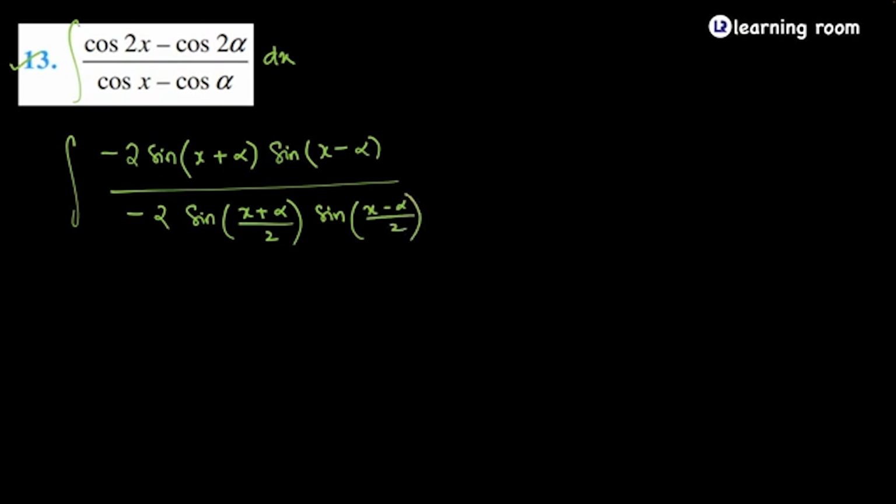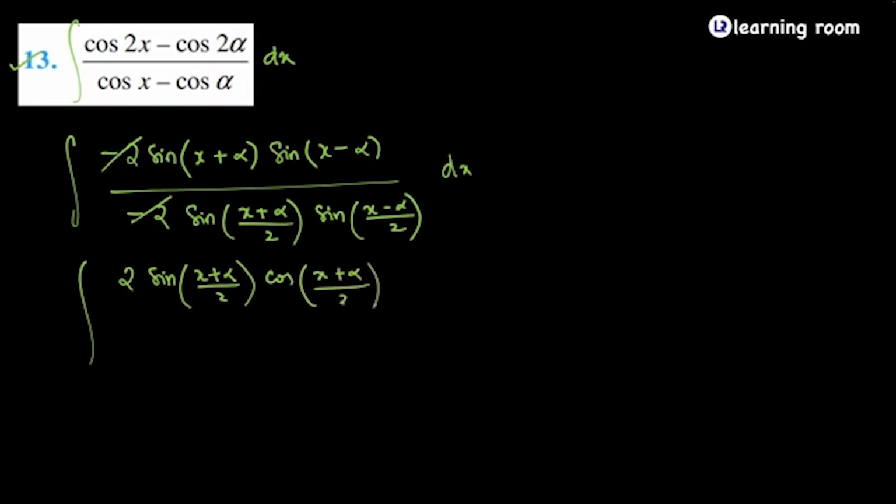Make sense? So minus 2 are gone. So what is it that you are left with? Sine of (x plus alpha) into sine of (x minus alpha) by sine (x plus alpha) by 2 sine (x minus alpha) by 2. Okay. Now what we can do to this is integral of this sine (x plus alpha). I can write it as 2 times sine of (x plus alpha) by 2 cos of (x plus alpha) by 2. Why is it so? Because sine theta can be written as 2 sine theta by 2 cos theta by 2. So theta here is x plus alpha. Make sense?